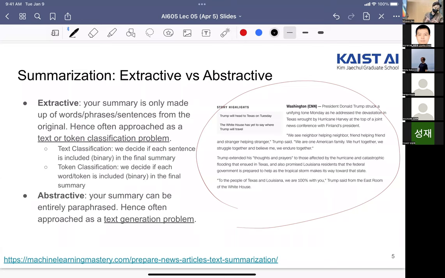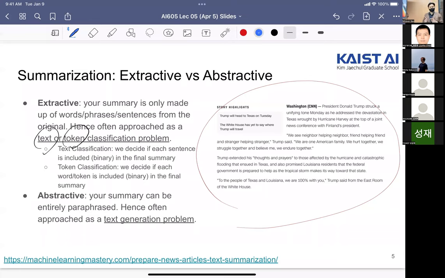Or sometimes you can make it a bit more challenging or useful by making it token classification. In that case, it's not about sentence classification, but you're classifying whether each token belongs to the final summary. So it's either text or token classification if you're doing this extractive way. And now you clearly see why this is called extractive, because you're basically extracting some important information from the original news article.